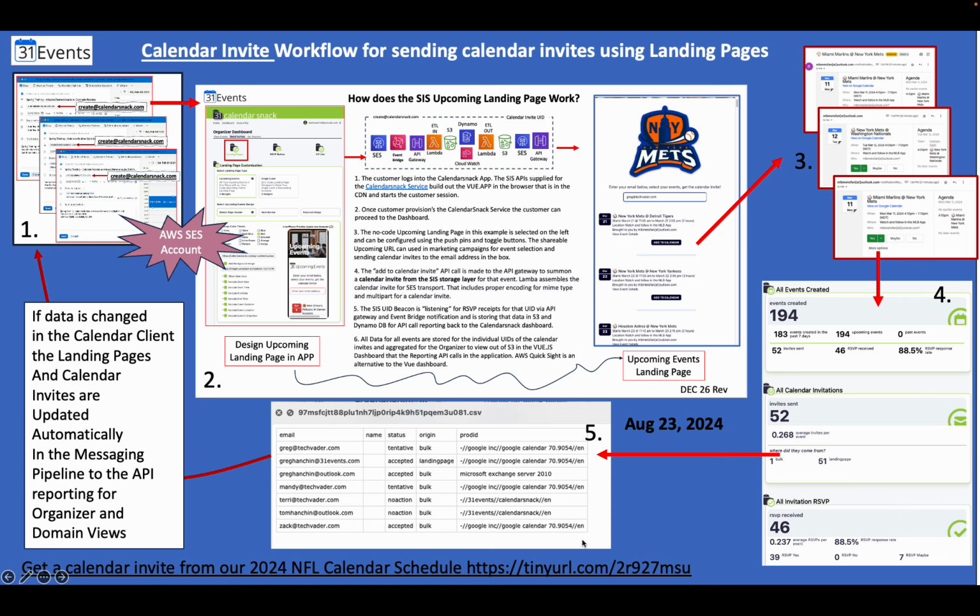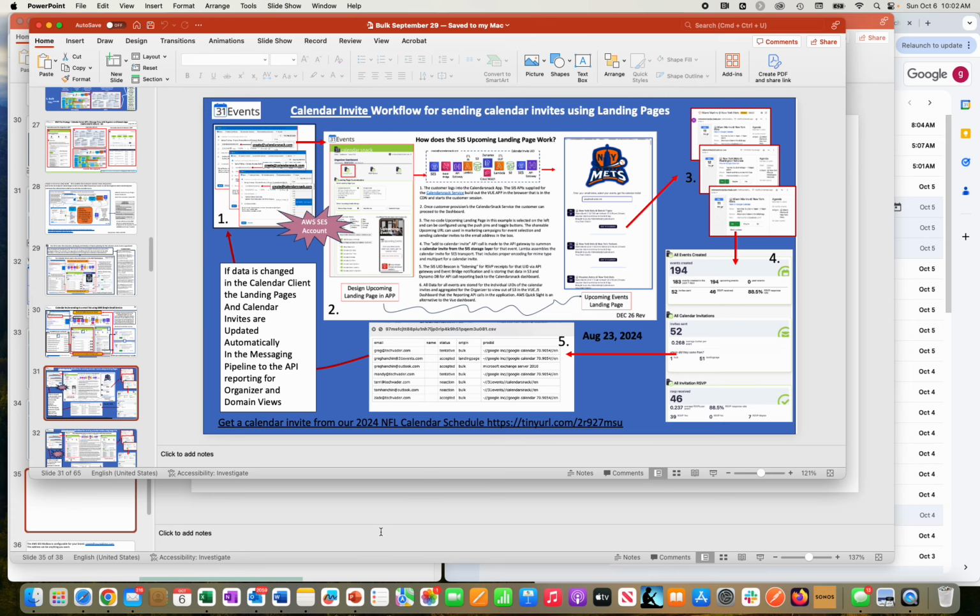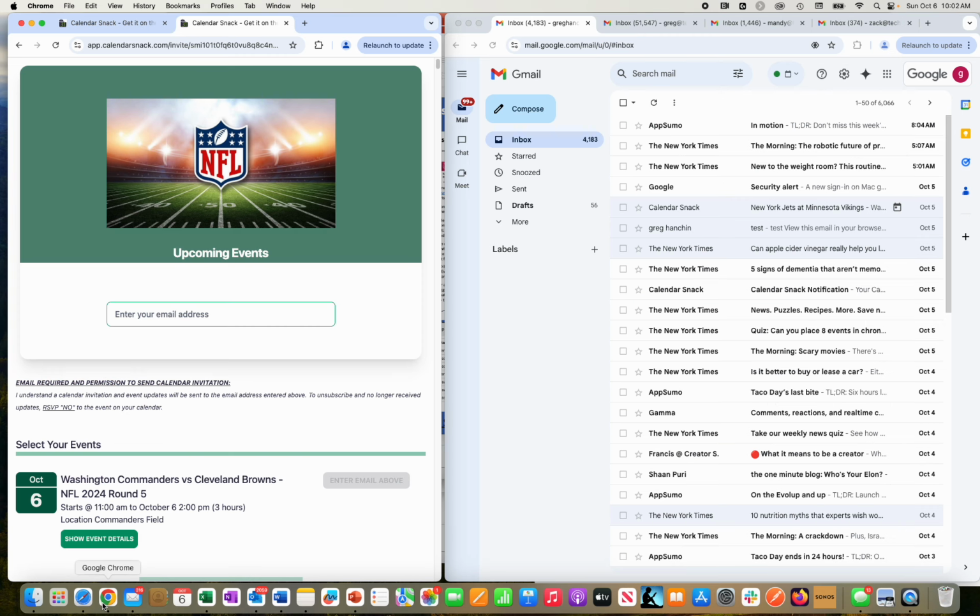Now this is a magical circle in that in step number 1, if any of the data is changed off the particular organizer calendar to the SES inbox, it auto-changes all this data set across not only the application level, also the landing pages, and then anything downstream in the calendar client. So without further ado, let me get to the real demo.